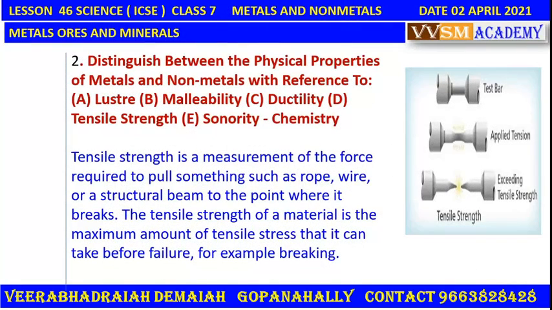I would like to divert your attention towards the question: distinguish between the physical properties of metals and non-metals with reference to lustre. What is lustre? Lustre is nothing but the shining of a metal. What is malleability? Malleability is that a metal can be drawn into thin sheets. Ductility. What is ductility? It is a process in which the metals are drawn into thin wires. For example, copper wire is drawn into thin, very long wires.